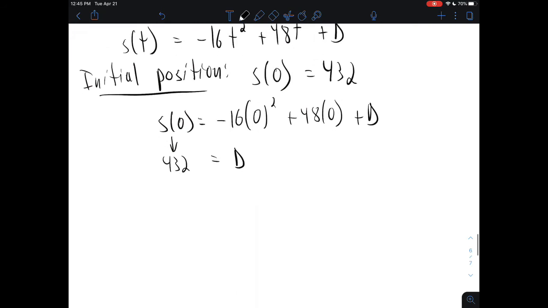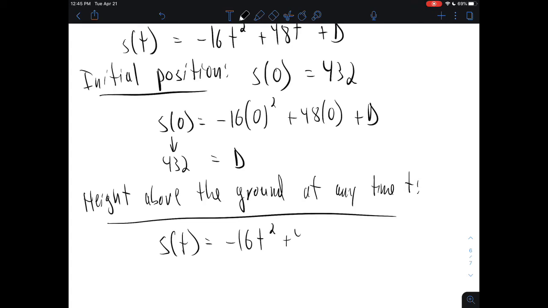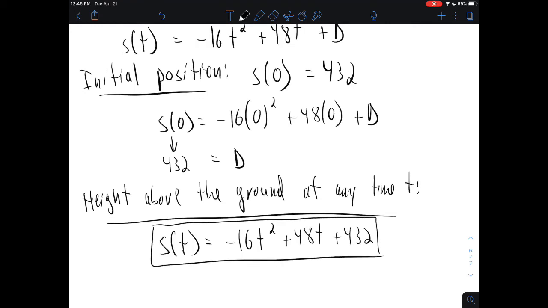So the height above the ground is now just our finished position function. So the height above the ground at any time t would be s of t equal to negative 16t squared plus 48t plus 432. So now you can see how those quadratics actually come about. It starts with acceleration and then goes back to velocity, and then back to position.